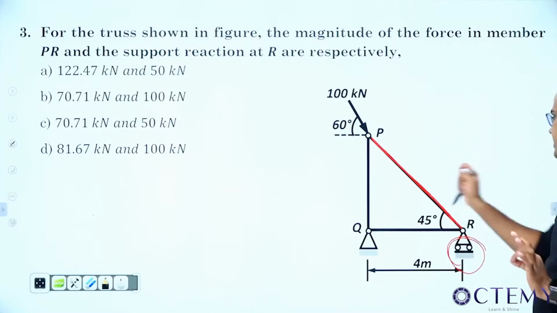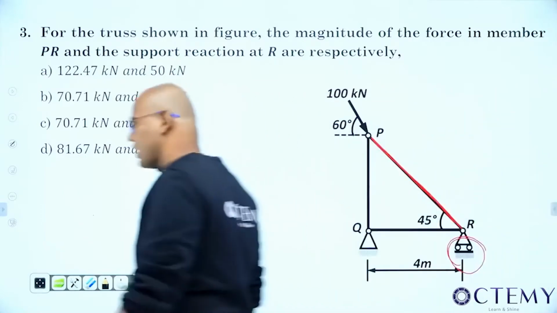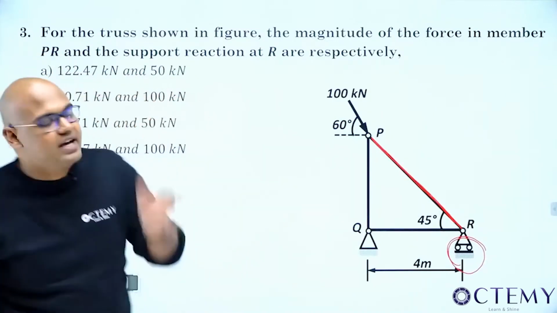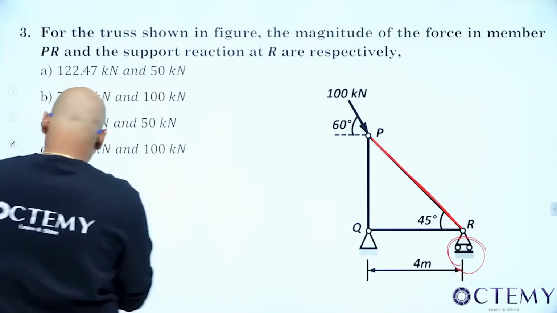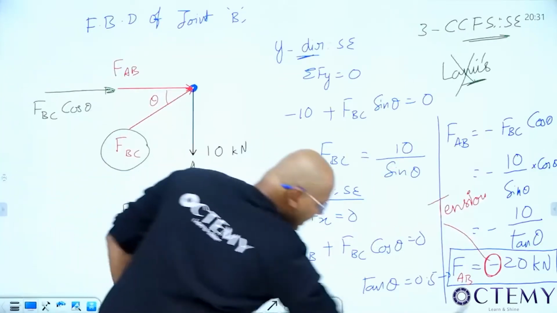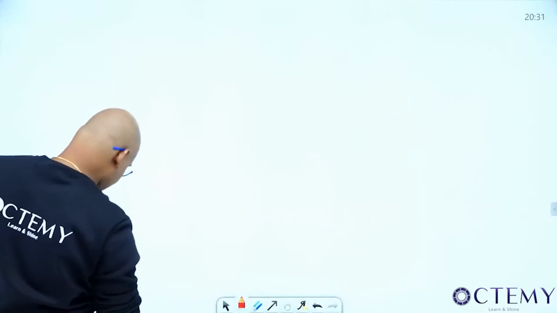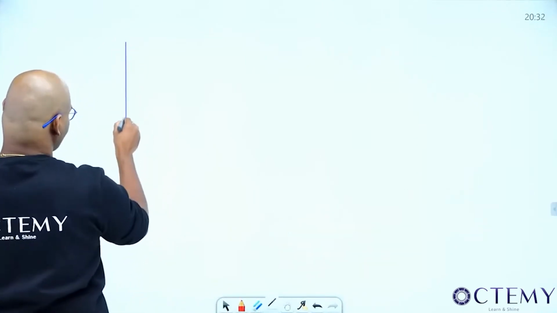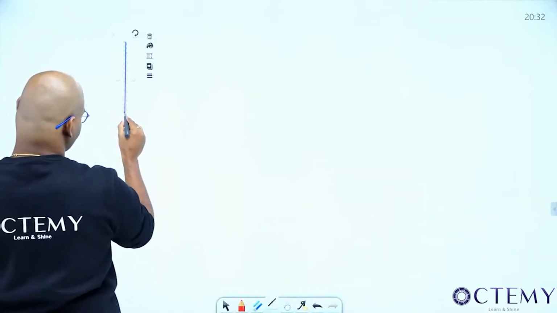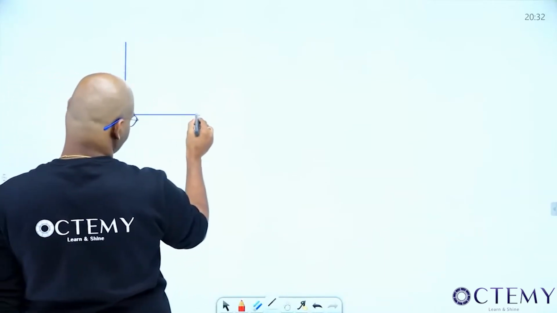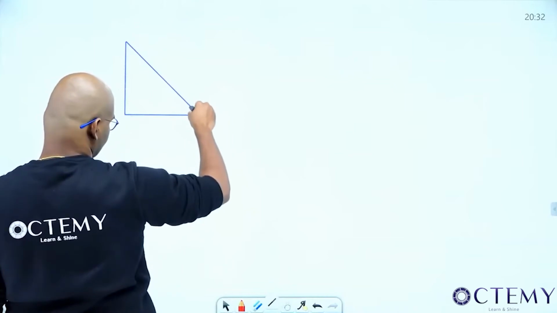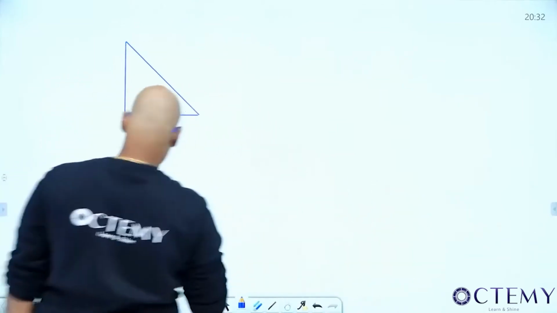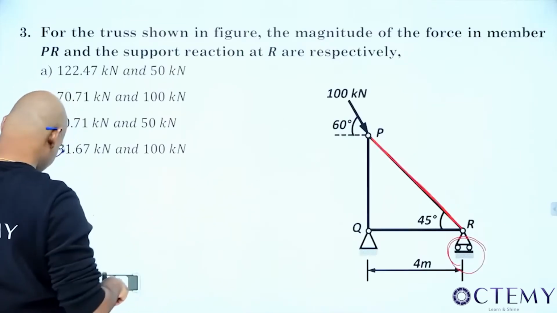So first support reaction. Draw the free body diagram for the complete truss. How to get it? Consider the entire truss to be a single body and find out the support reactions. Listen all of you here. Consider the entire truss to be a single body and find out the support reactions. This is my PQR.